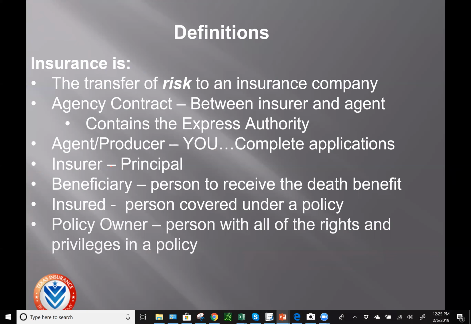Now, with life insurance, there is a beneficiary. They are the one that receives the death benefit when the insured dies. There can be more than one beneficiary on a policy. There can be as many beneficiaries as somebody might want to name.